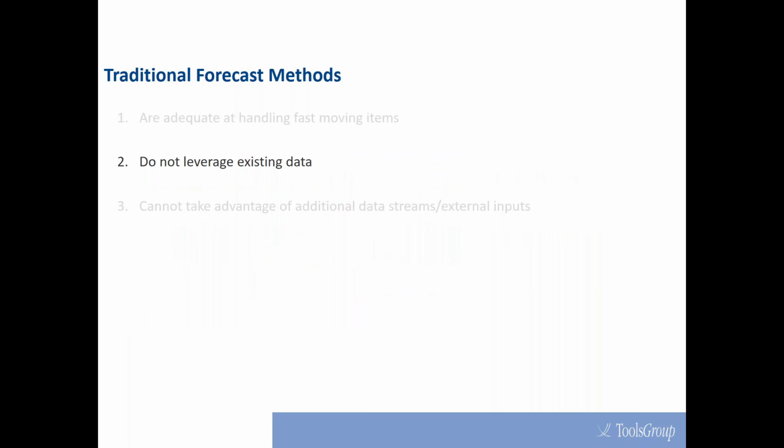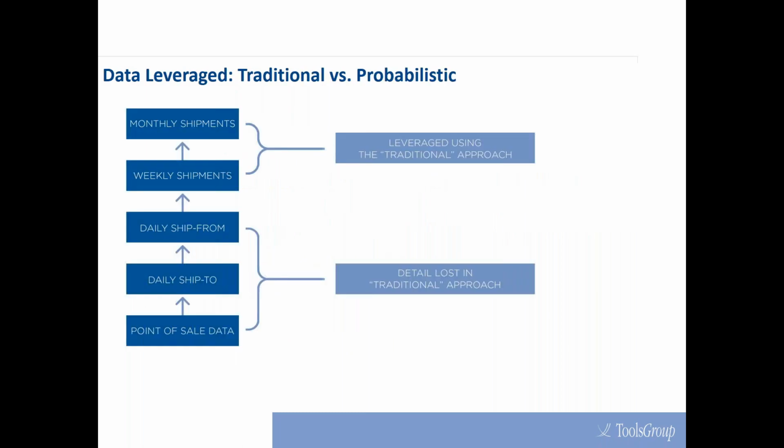Next slide, please. So in order to leverage your existing data, traditional approaches are going to use either monthly aggregations or weekly aggregations of shipment level information. But inside of your ERP system already, we have daily ship from information, we have daily ship to information, and potentially you have point of sale information. So that type of detail is traditionally getting lost in the old approach, where if you move to a probabilistic model, you can start to leverage that data. So the next set of slides will show you how we can actually leverage that data to improve our forecast.